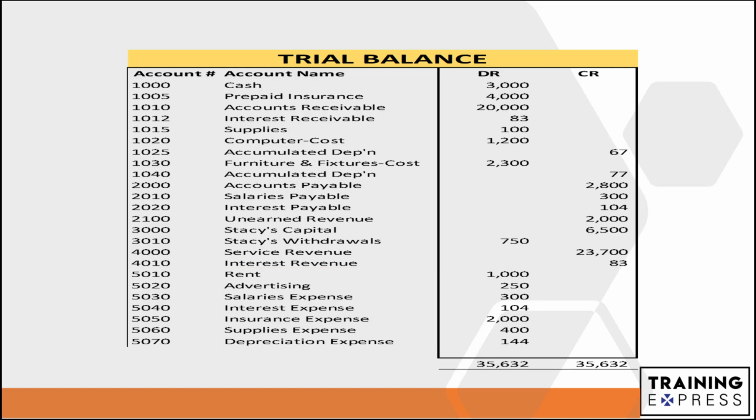And now try to look at the debit and credit side, and look at the bottom. Our debit side is exactly equal to the credit side. All the debit balances of these various accounts are listed in the debit column, and the credit balances of these various accounts are listed in the credit column. And at the bottom we have got a total on the debit side of $35,632 and total on the credit side of $35,632.